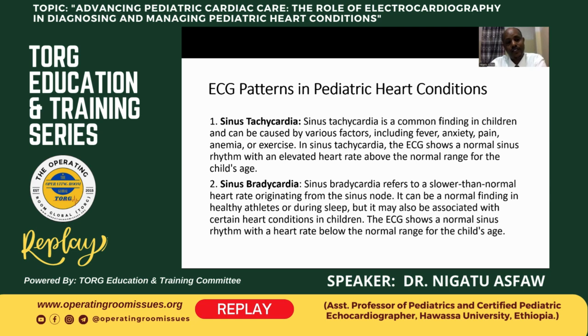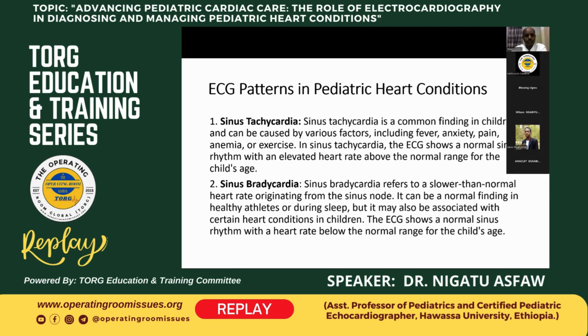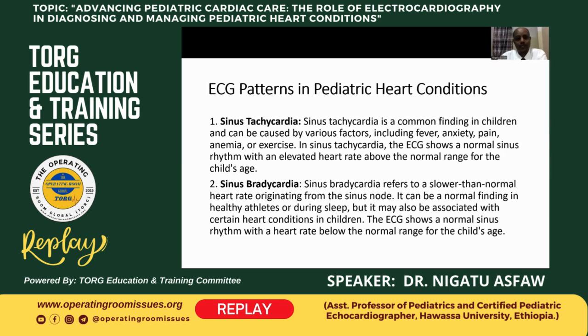And the commonest one is sinus tachycardia. It is very common in children and can result from fever, anxiety, pain, anemia, or exercise. And on ECG, if there is sinus tachycardia, there will be normal sinus rhythm with increased heart rate. So there will be P waves before every QRS complex, and also the duration of PR interval remains constant. That is sinus tachycardia. And always the QRS complex is preceded by a P wave.